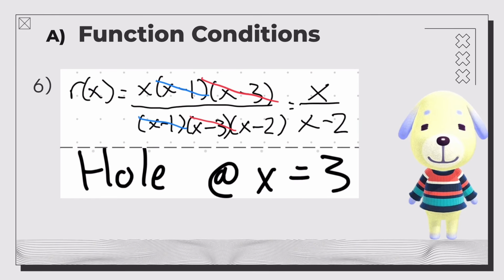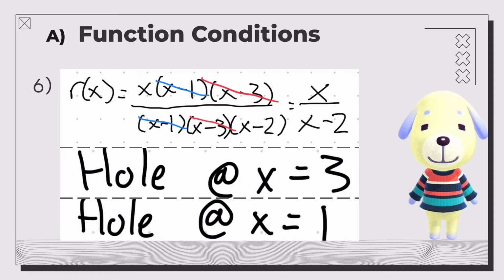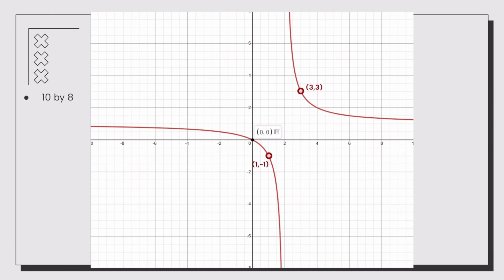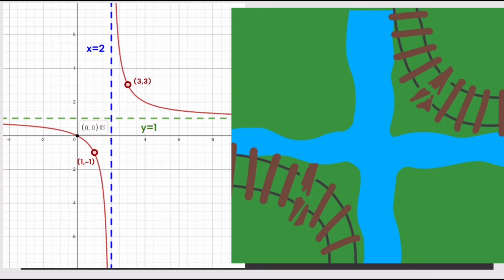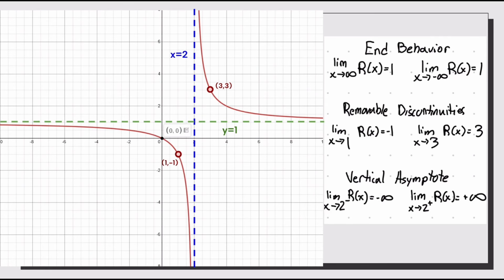Finally, we can see that there are two holes, one at x equals 3 as it is crossed out. It's a factor crossed out on the top and bottom, and one at x equals 1, which is another factor crossed out. And these are removable discontinuities. Here is a 10 by 8 scale or a 20 by 16 scale of the graph, and we can see the holes and the x-intercept. Here we see the vertical asymptote at x equals 2. Hopefully now it makes a little more sense why there is a stream blocking the railroad. Those are the infinite discontinuities or the asymptotes, and the removable discontinuities are the holes in the railroad, as you can see.